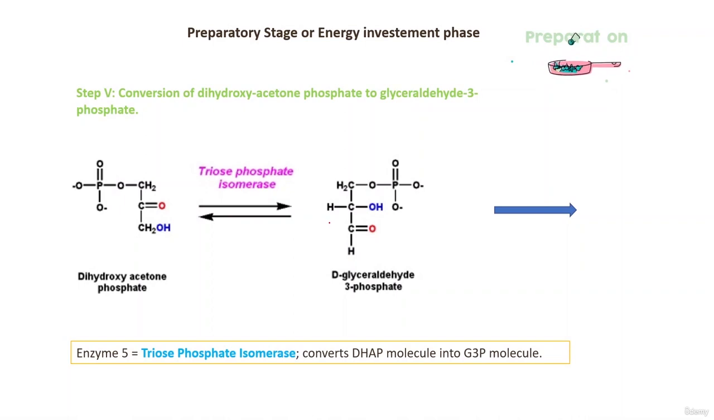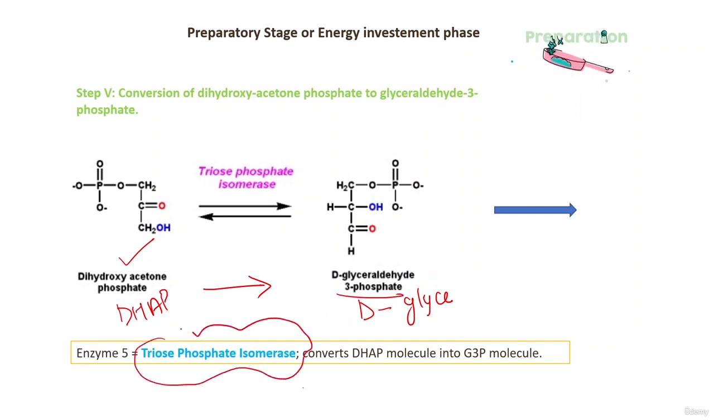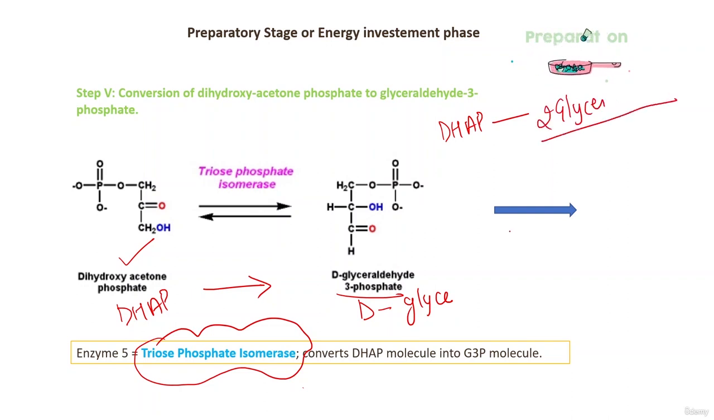Now, step 5 is conversion. As I said, they both are convertible. Dihydroxyacetone phosphate can be converted into glyceraldehyde 3-phosphate with the help of triose phosphate isomerase. Once the DHAP has been converted into glyceraldehyde 3-phosphate, we have 2 glyceraldehyde 3-phosphate.